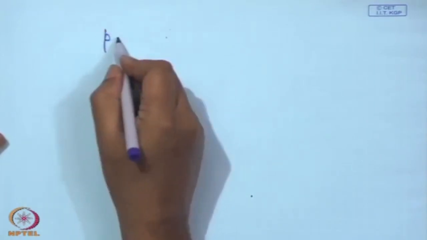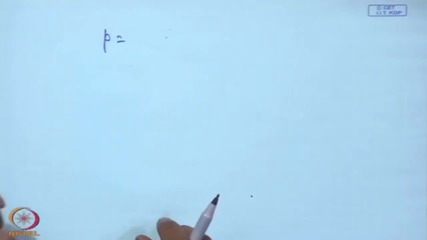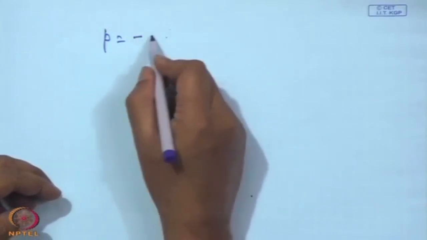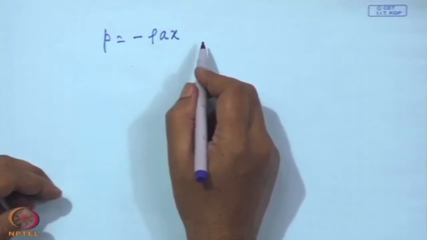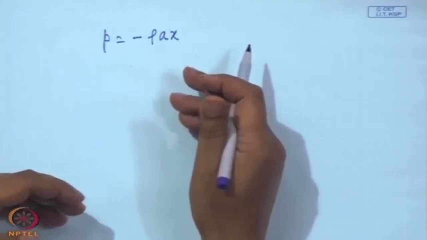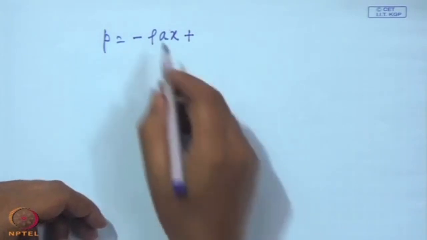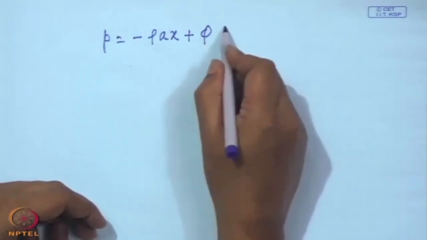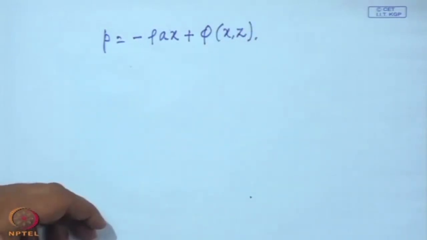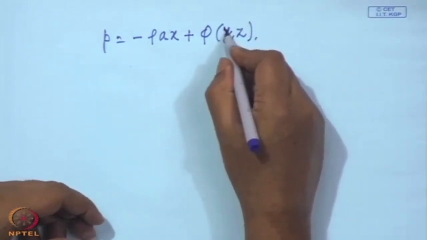Let us integrate all three equations. The first equation gives on integration p equal to minus rho a x plus another function of y and z. Let us not use g for that function because g is already used as gravitational acceleration. So, we can write this as phi, phi 1 of y z.